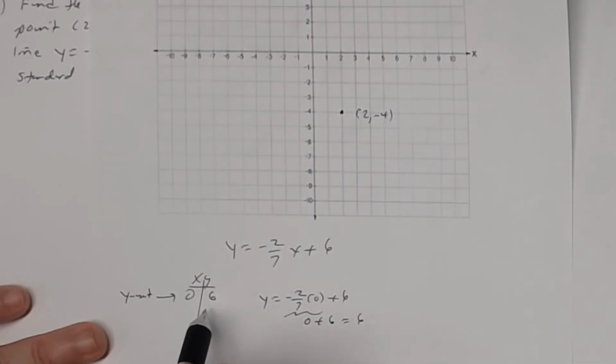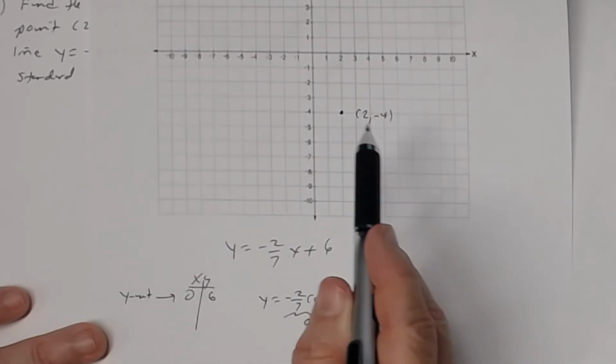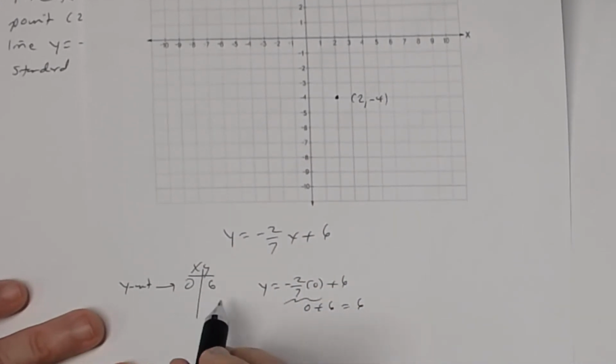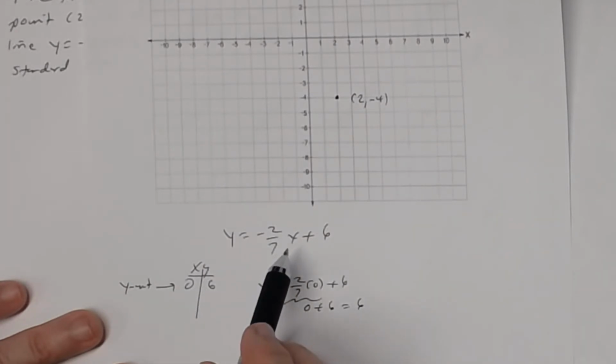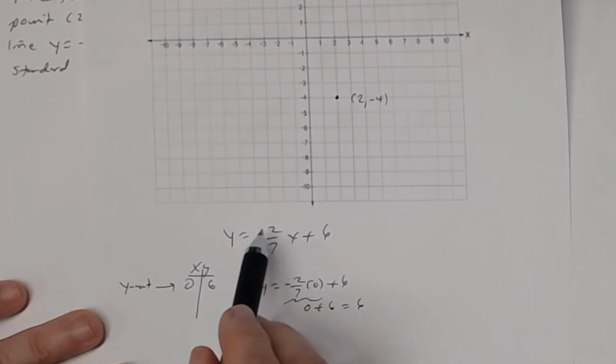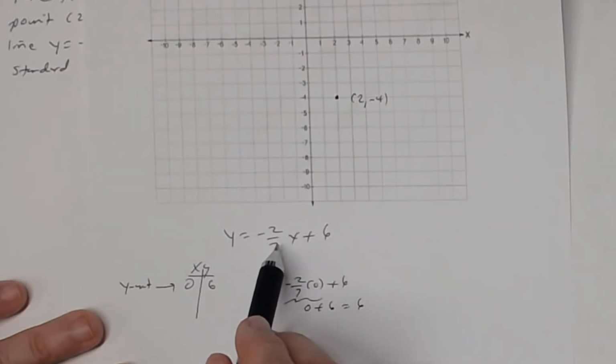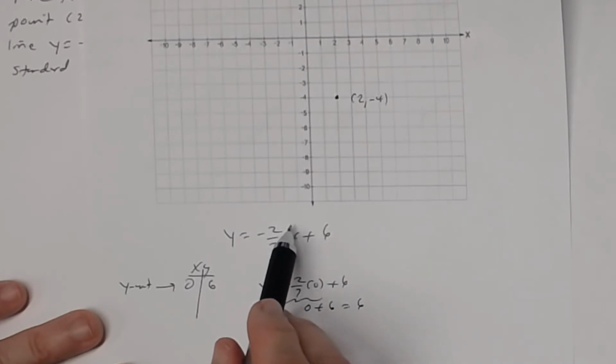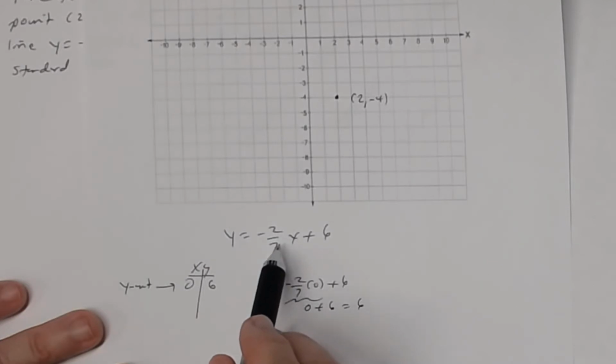So when graphing lines using a t-table, you want those coordinates to be integers, not decimals, not fractions, because then you would have to estimate where those points are located. So it helps if they are integers, like 0 and 6. If you have a fraction in your slope, always choose a value of x that's divisible by the denominator. My denominator is 7, so I would probably want to use 7 or negative 7, 14, because 14 is divisible by 7, or negative 14.